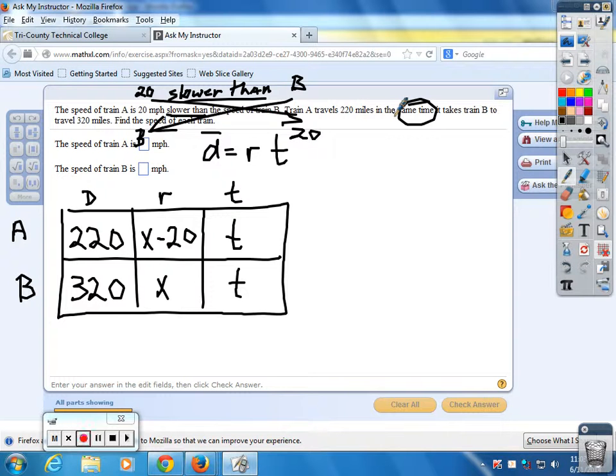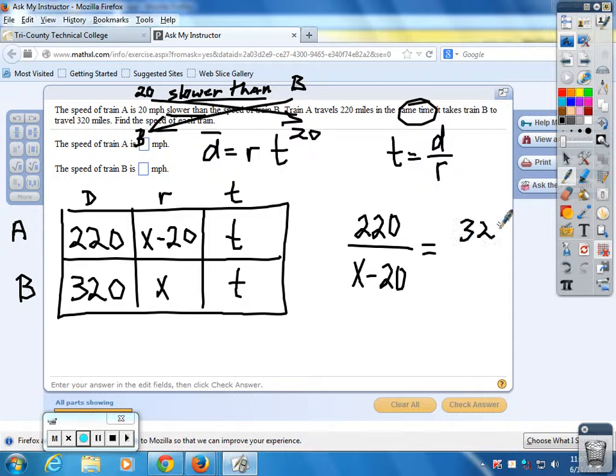So, distance equals rate times time. We want T, so T is equal to distance divided by what? R. So, 220 over x minus 20 is equal to 320 over x. Now, finish it.